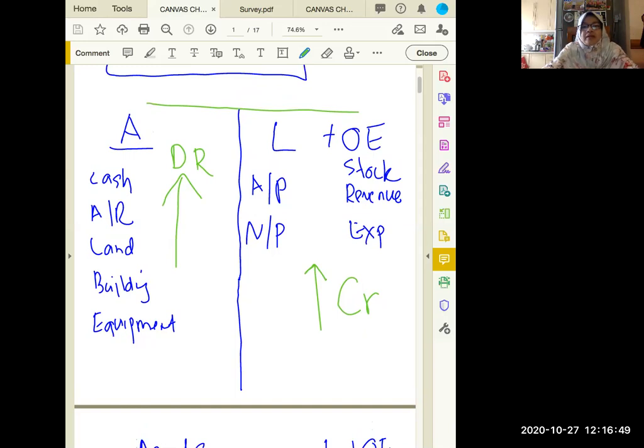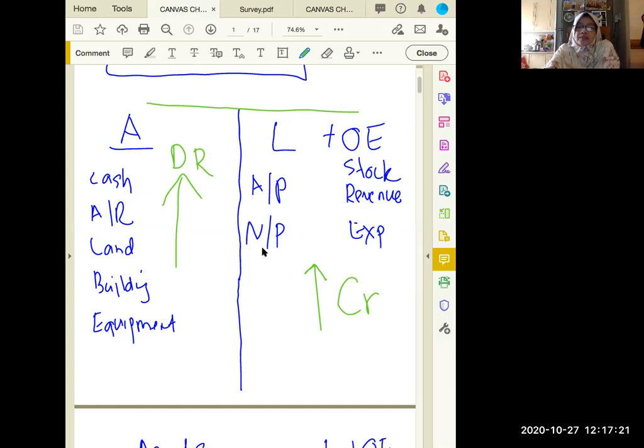On the other side, we have the liabilities and owner's equity. For example, for liability, we have accounts payable or notes payable. So there are two different accounts. Generally, when you look at the name payable, it means that you have to pay in the future, that it's a liability to you. You have to pay those expenses in the near future.